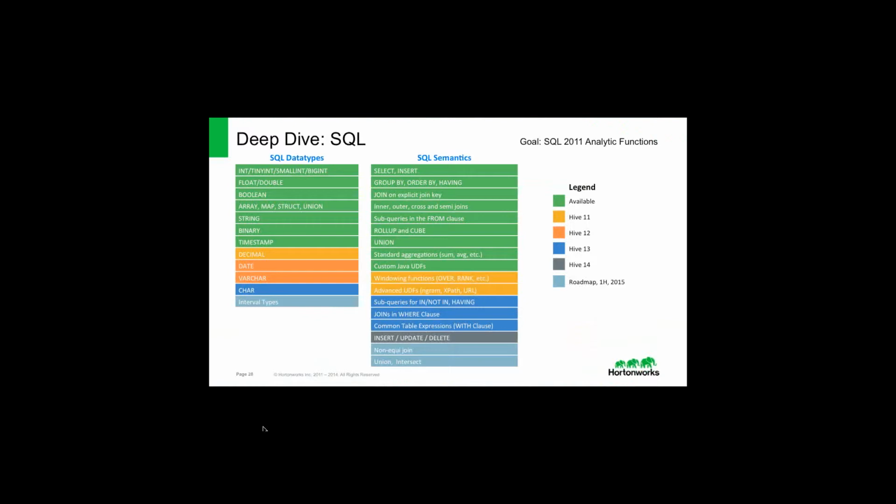This is a quick summary of some of the SQL that's being developed or has been developed. So the gray boxes is the Hive 14, which includes the insert, update, and deletes. The roadmap for the first half of 2015 includes non-equijoins as well as union and intersects. So you can see here just in the past 6 months or so since Hive 13, there's been quite a bit of work done to really make Hive an enterprise class SQL solution for Hadoop.